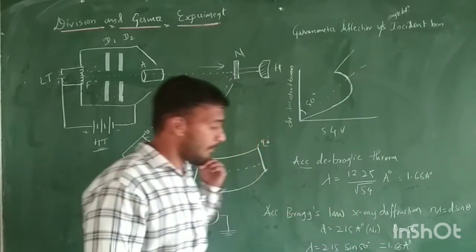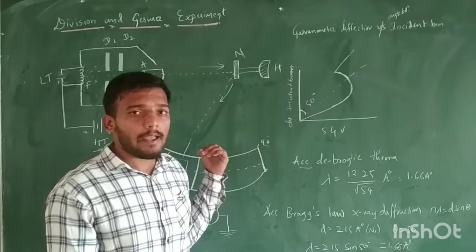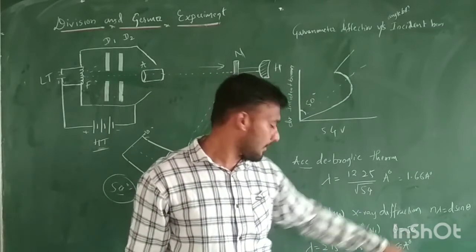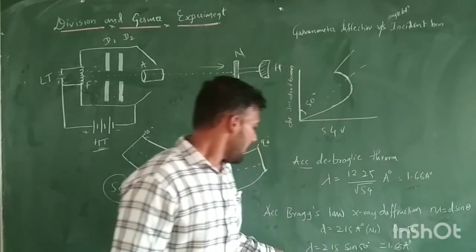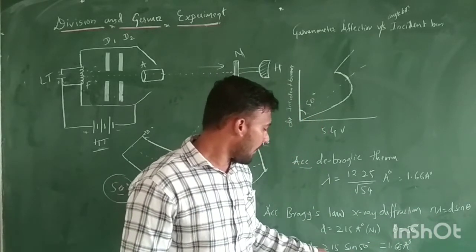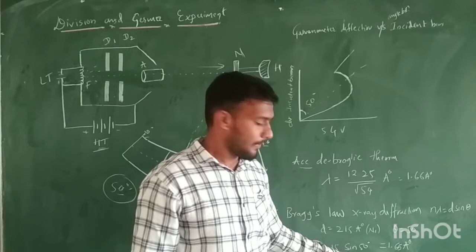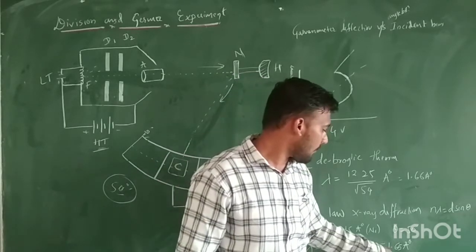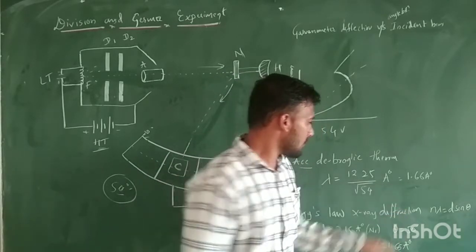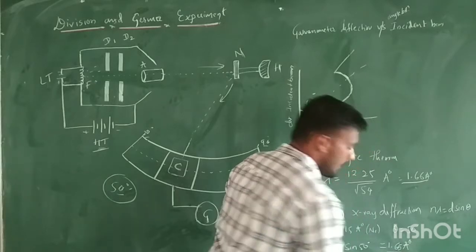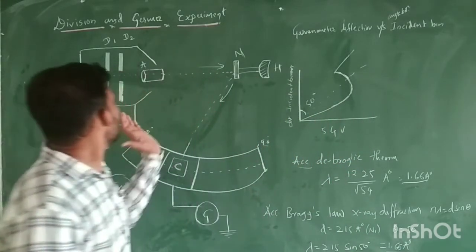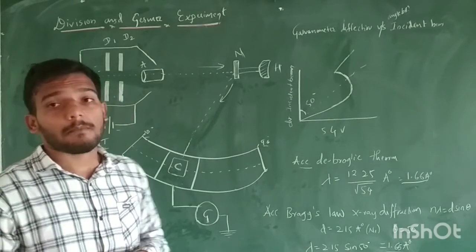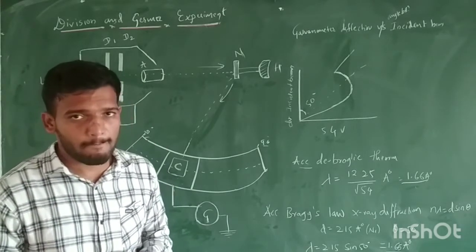The maximum intensity angle is 50 degrees, so you have to take 50 degrees. Put these values in this formula: lambda equals 2.15 sin 50 degrees. Calculating this, you will get 1.65 angstrom. So these two values are clearly equal. This is the Davisson and Germer experiment.